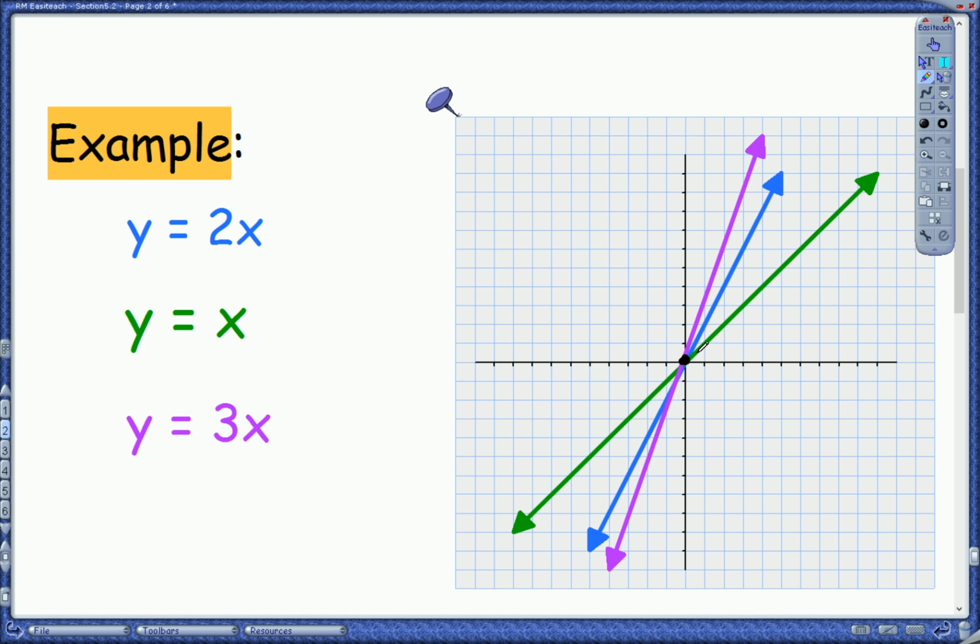The least steep is the green one because the slope is 1 or 1 over 1. Then next is 2 over 1, up 2 and over 1. And then the steepest line is 3. So the larger the number, the steeper the line.